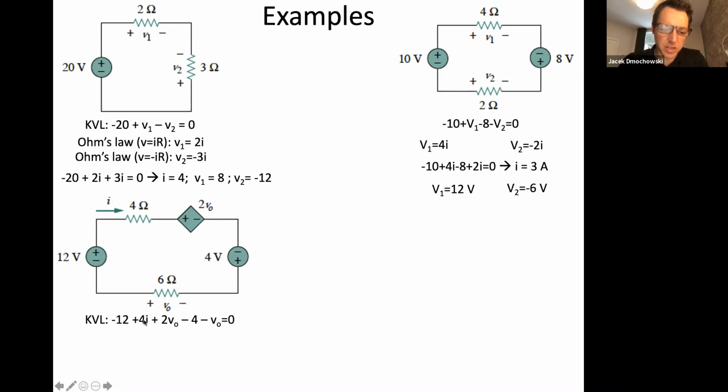And now in this equation, you have your two unknowns, which are I and V naught. And then the second equation is the application of Ohm's law to the bottom here, to V naught, which is that V naught is equal to minus 6i, just like you said. And so now we have the two equations, two unknowns. We can substitute one equation into the other. So we get negative 12 plus 4i minus 12i minus 4 plus 6i equals 0. We rearrange that and solve for I, which becomes minus 8 amps. And so that makes V naught equal to 48 volts.